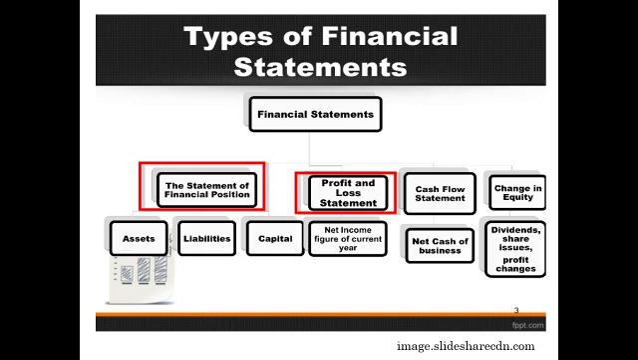Now the statement of financial position will focus on assets, liabilities, and capital. Usually we know the equation: assets equal liabilities plus capital. Assets are the resources owned by the organization, liabilities mean the debt or owed amount, and finally the capital. Then the profit and loss statement will give you the figure of net income or net loss of the current year, and the cash flow statement will give you the net cash flow of the business, and finally the statement of changes in equity will focus on the dividend, the shares issued, and the profit changes. So one by one in brief we will cover.